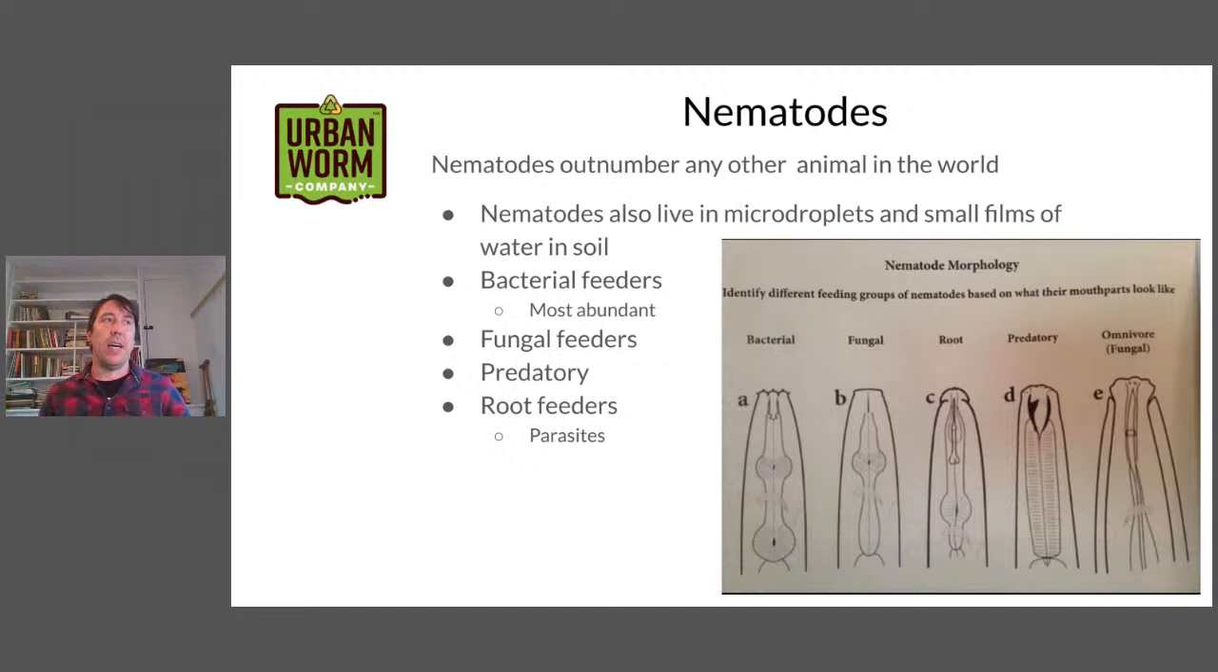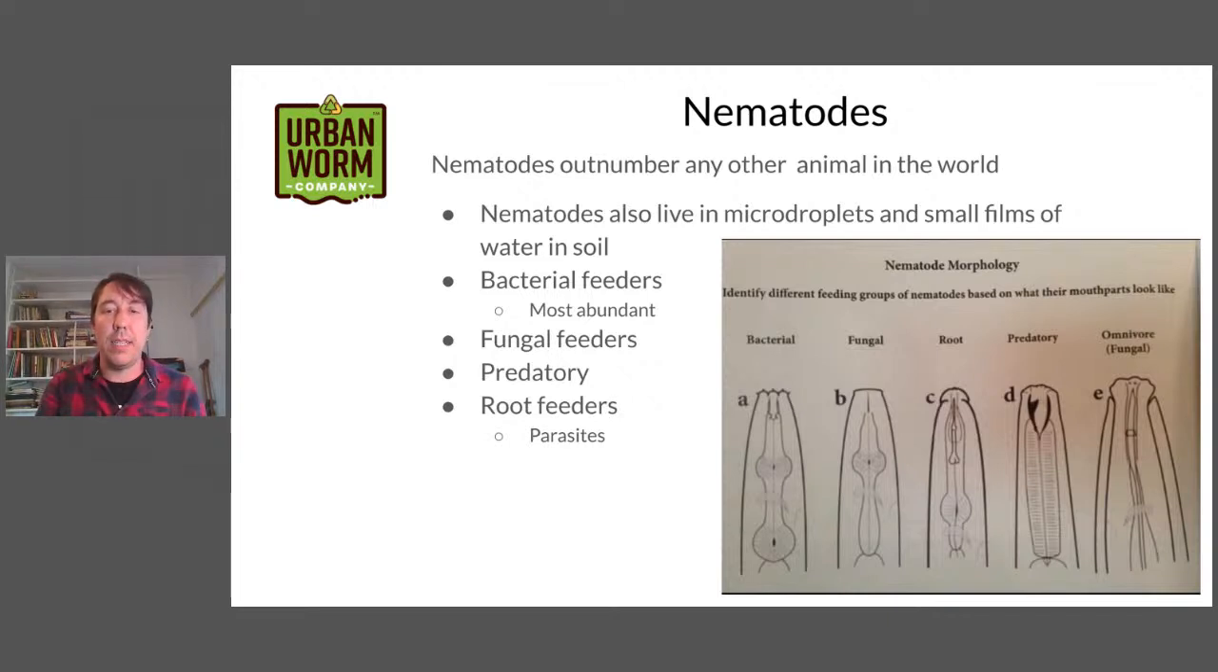They are a roundworm. When you take your dog or cat to the vet and they do a test for roundworms, those roundworms are a type of nematode, not the same nematodes that we are working with in our soils and compost piles, but another type of nematode. They're all roundworms, they move like worms in the soil, and most are microscopic.